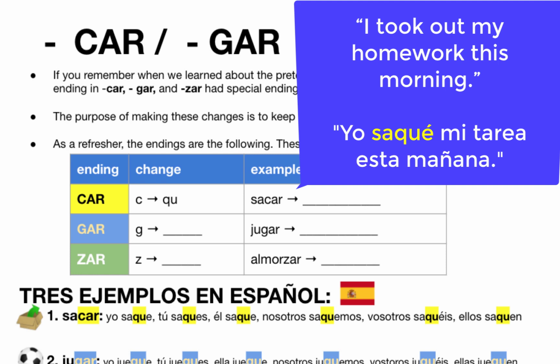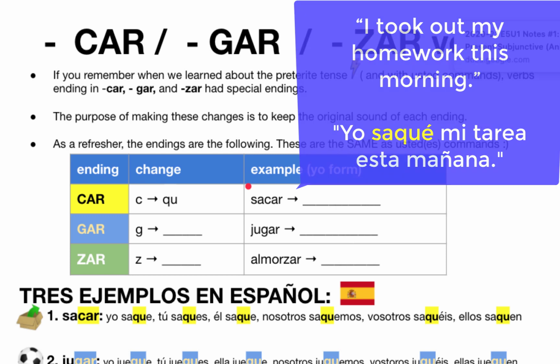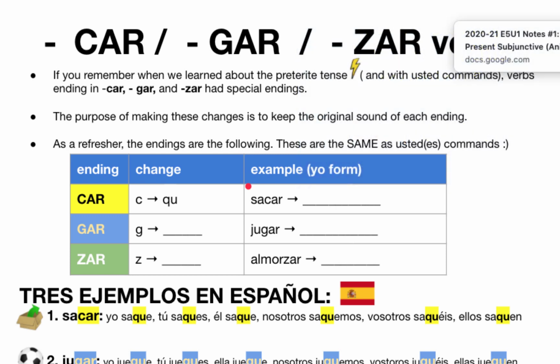So here's what we're going to do. We're going to employ some letter changes, as you can see in this chart up here. So for the letter C, we're going to change that to QU, and over here on the right, we're just going to put all of these in the yo form so you can kind of see what they would look like. Now remember, this is the present subjunctive. We have to switch the ending, so in order to keep our sound, we have to do some letter changing. So we're going to say yo saqué.